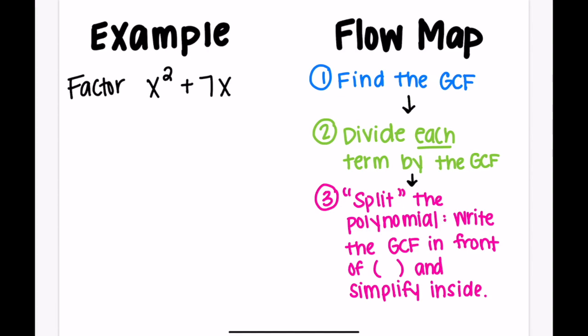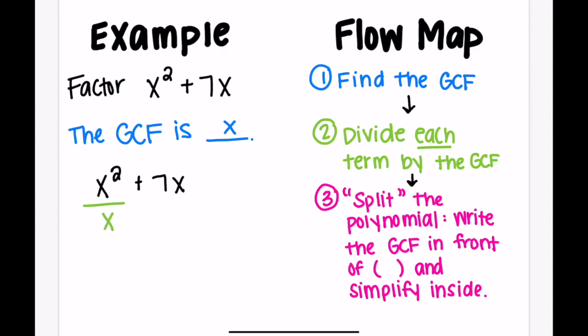So since we can't really take out a GCF because there's no need in factoring out a 1, that doesn't change anything. We can also look for the variables that they have in common. So since this has an x to the second power and a 7x, what we can say is that the greatest common factor is actually just an x because they both have an x. So the GCF is x. Now we're going to still divide by the GCF. So we had x squared plus 7x, and we're going to divide both of them by x.